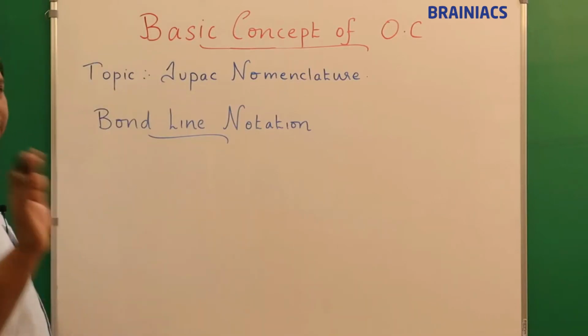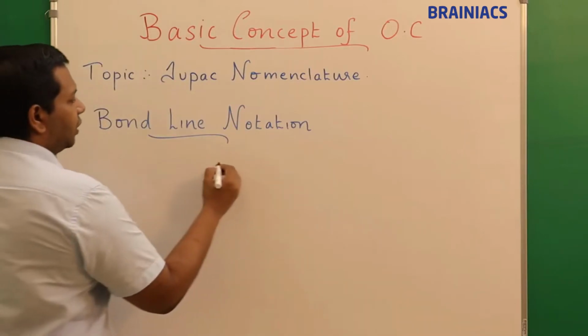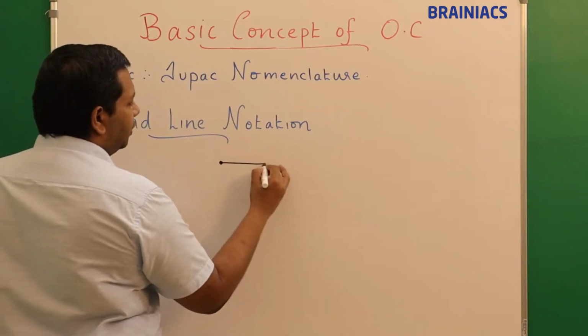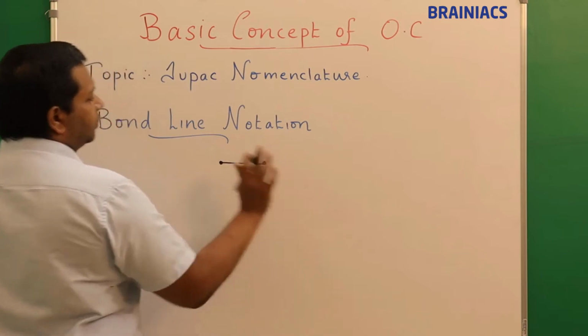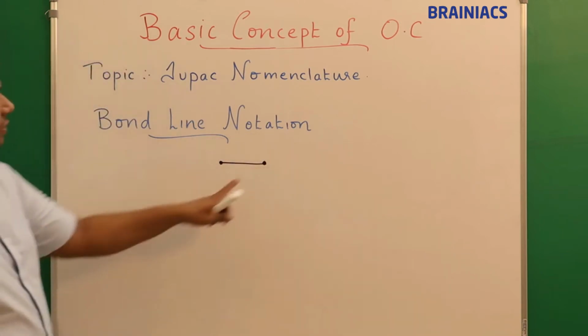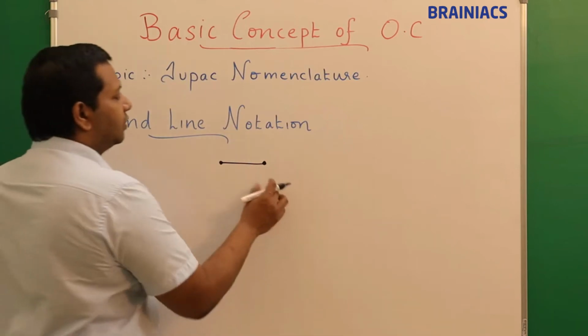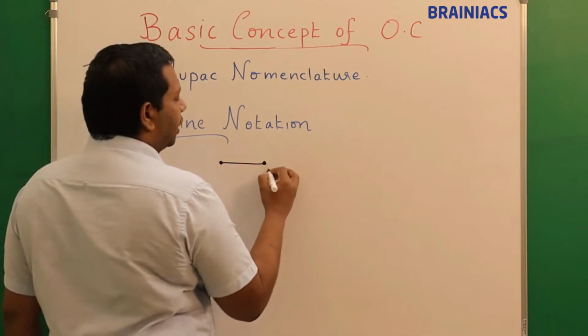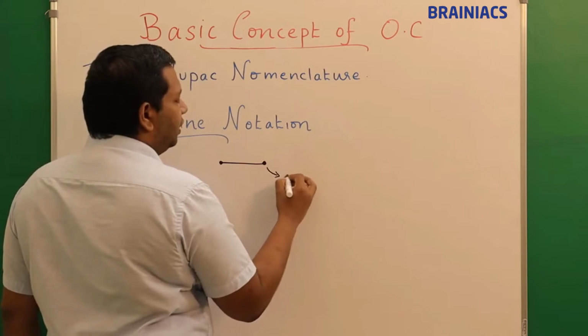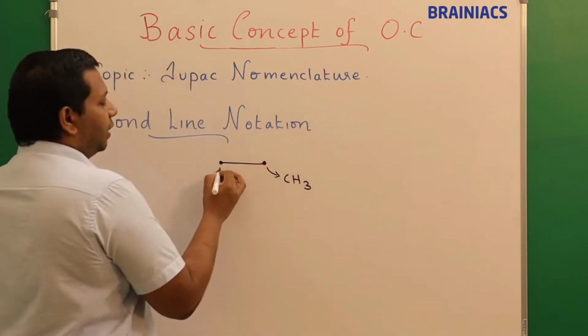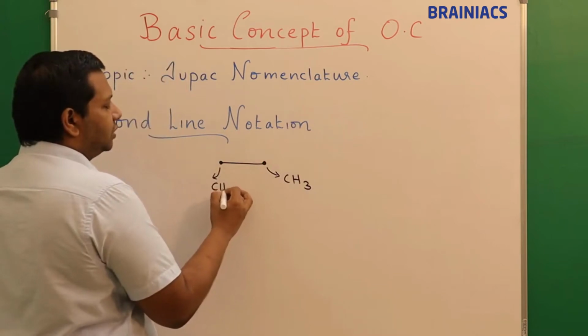So, bond line notation, starting with very simple. I will start with a straight line. Just to remember like that, it's very easy. So this is just a straight line. Whenever there is an open end in a line, that indicates a CH3 group. So this indicates CH3. And here there is another open end, so this will also be CH3.